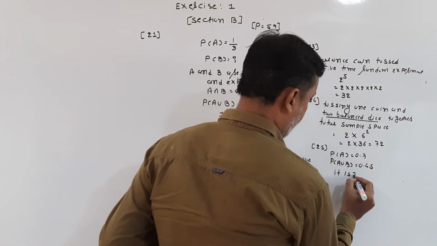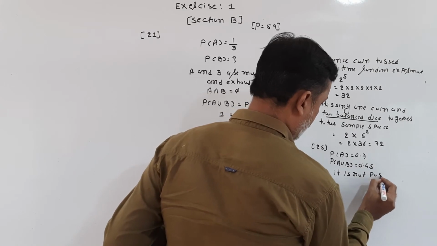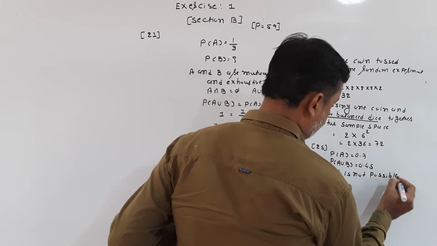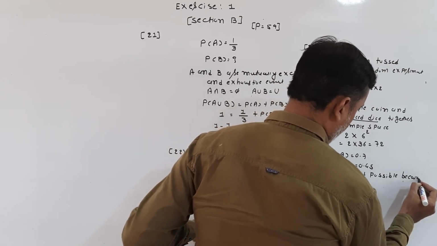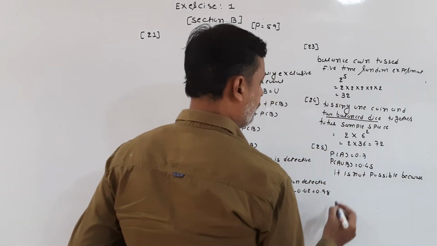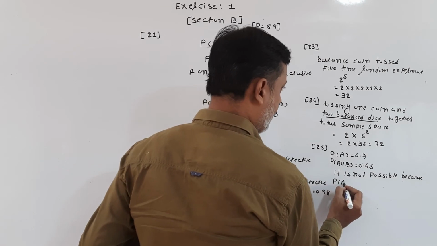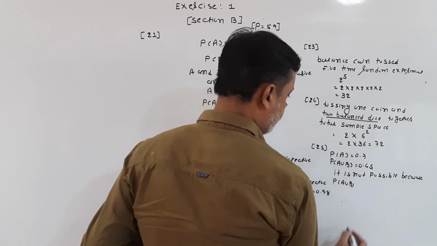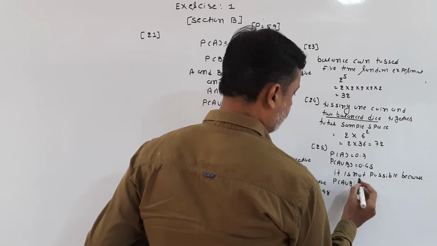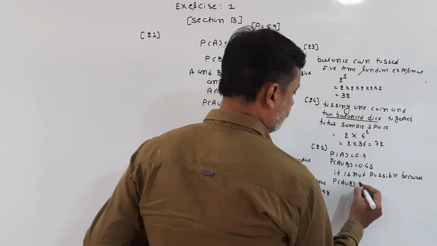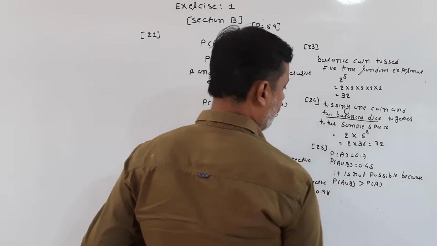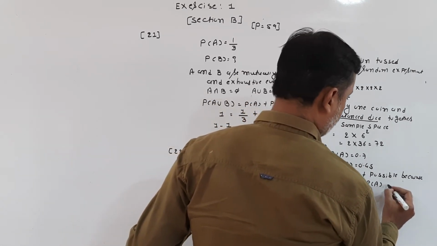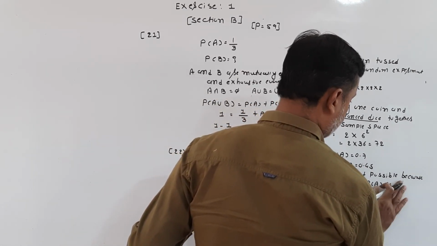So it is not possible because P of A union B greater than P of A is possible.